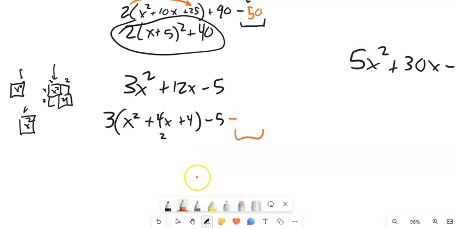Right, and I've got to compensate for it. I added something, I have to subtract something, the same amount to keep it equal. But notice that 4 gets added into here 3 times, right? So I added 4 3 times, so I actually added 12, so I'm going to subtract 12.